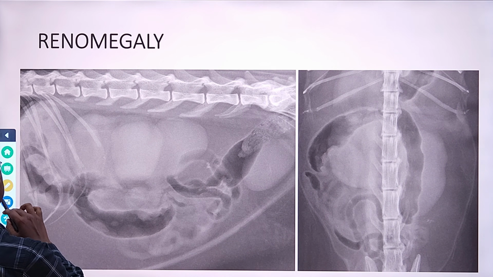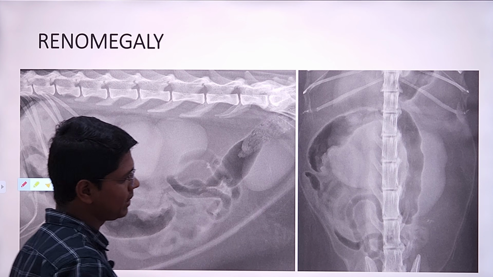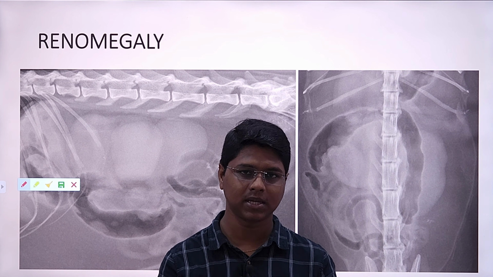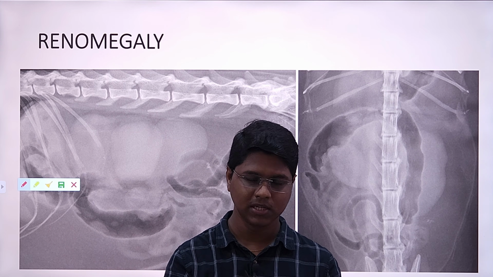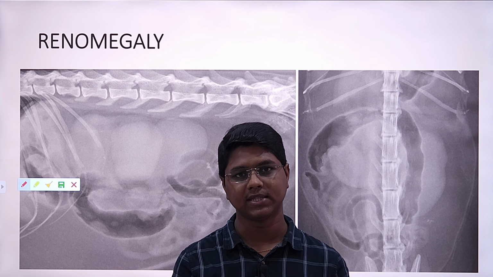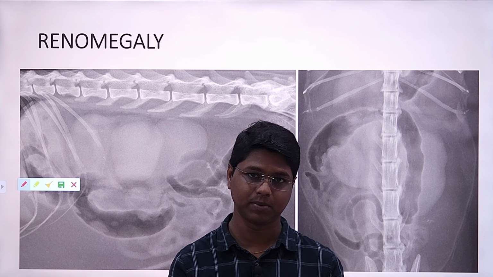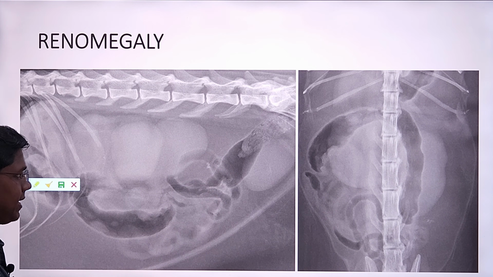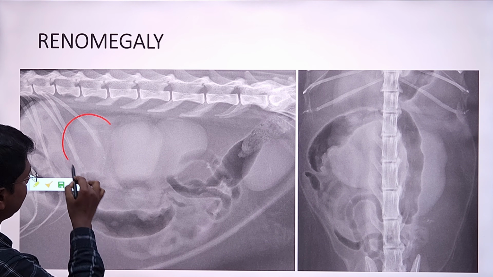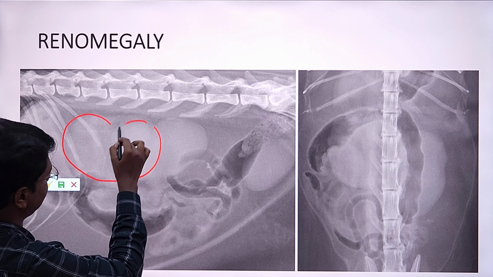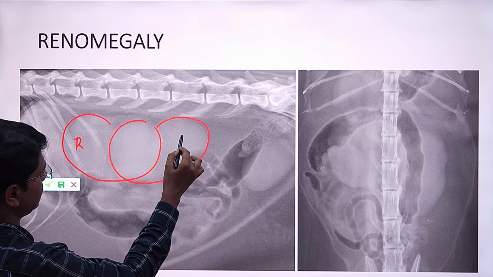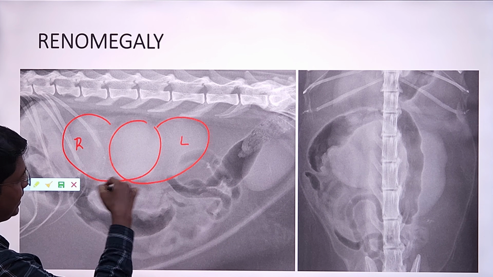The first pathology is renomegaly. For renomegaly there may be many reasons. It may be a case of cyst, abscess, or some tumor mass or neoplasia. They are better evaluated ultrasonographically, but there are some things which can be visualized grossly. Renomegaly can be visualized in X-ray. Here you see one kidney, and here is another kidney. The cranial one is the right, and the caudal one is the left. They are very big.